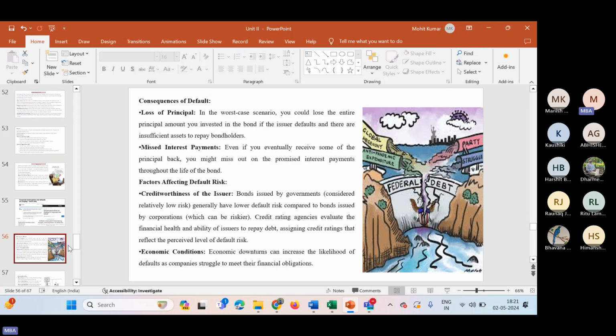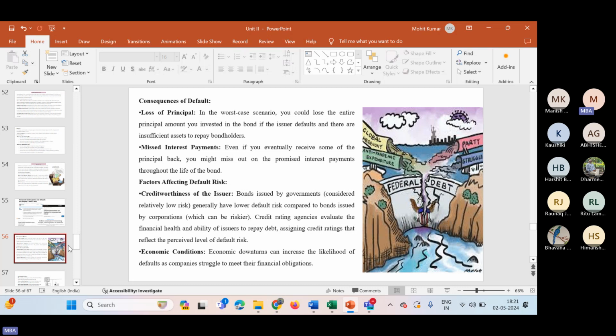But why does it happen? Why is it happening generally? It happens sometimes for so many reasons. You see in the picture also what is happening with federal debt. So many ongoing situations are going on. The first condition is the creditworthiness of the issuer.